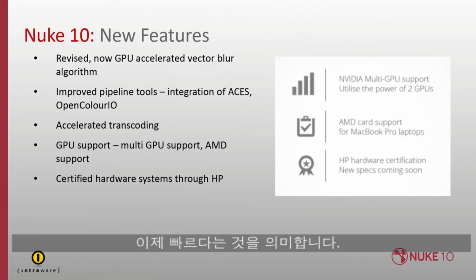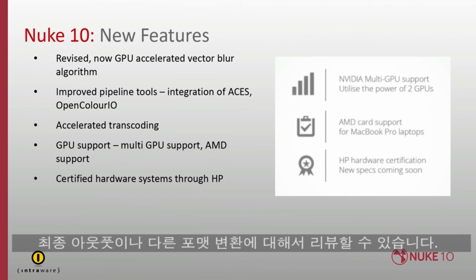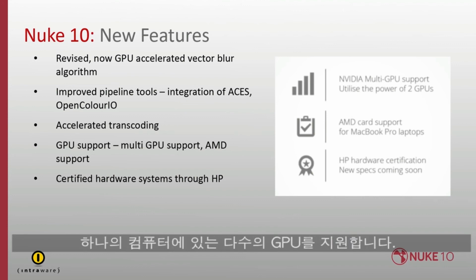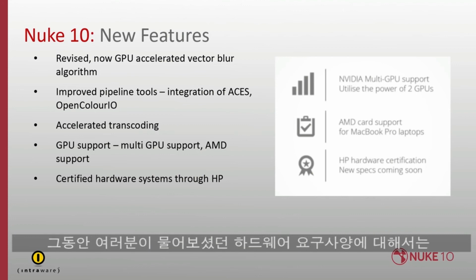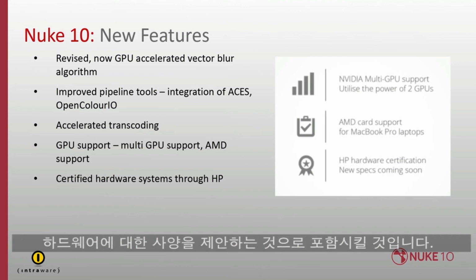Performance increases to the transcoding system mean that now writing out media, such as DPX, EXR, and QuickTime files, is now faster, taking less time to write out dailies, artist review, the final output, or simply transcoding from one format to another. There is now more support for a broader range of different GPUs, including AMD for MacBook Pros, and now there is support for use of multiple GPUs in one computer. As a response from clients asking for clarification about hardware requirements, The Foundry now includes hardware requirements and recommended suggestions for hardware in all of the new release notes for each software package.